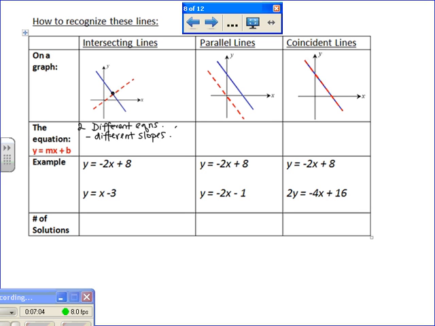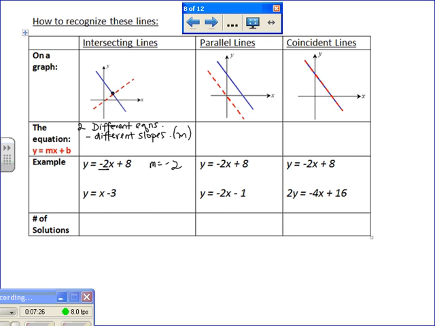Okay, so m is different. They have different slopes. They could be perpendicular lines, so that their slopes are negative reciprocals, or they could just be different slopes. So I'm looking for different m values. For example, y equals negative 2x plus 8. Okay, m is equal to negative 2.